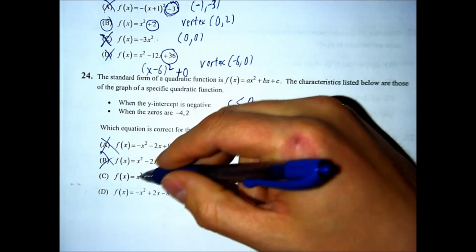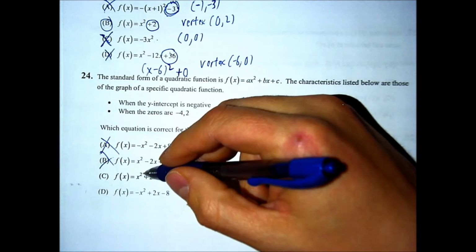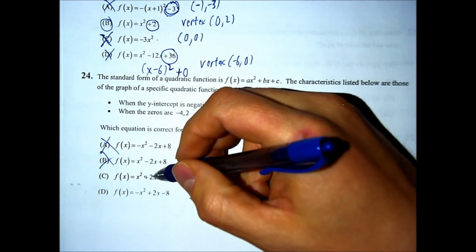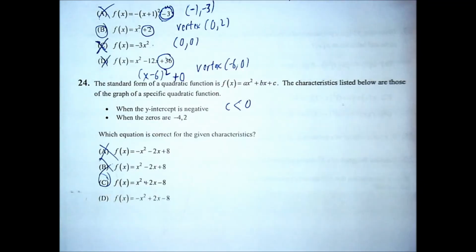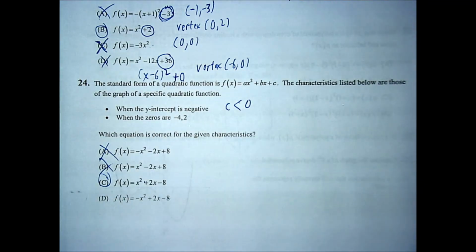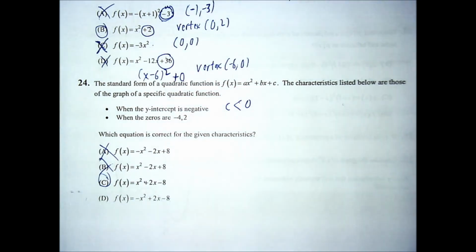This one does, though. -4 squared is 16, plus 2 times -4, -8, minus 8, yeah, that's 0. So option C is the appropriate answer here. Match the y-intercept first, and then substitute the value in for x and see which one yields the proper 0.